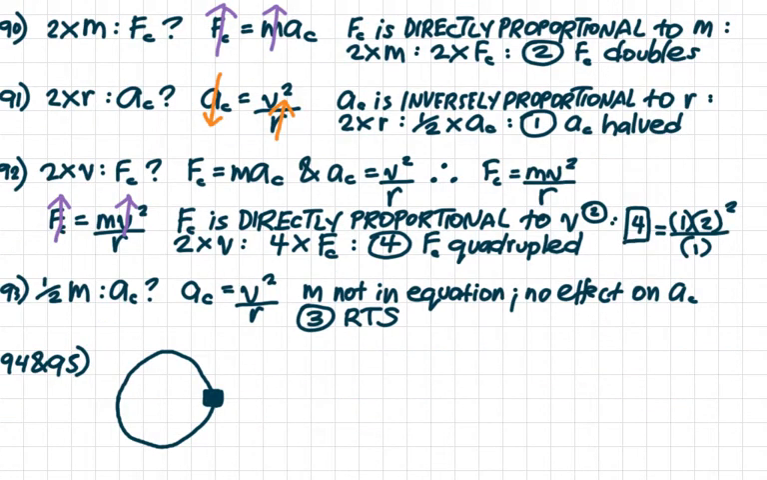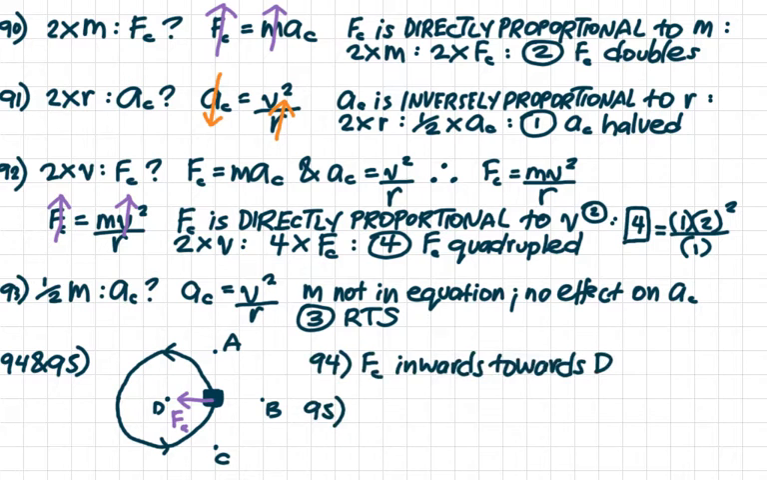All right, so 94 and 95 want to know direction. 94 says, in the position shown with the cart on the right, pretty much at the 3 o'clock spot for the circle, towards which point is the centripetal force directed? Centripetal force we know points inwards. So in terms of points, inwards would be towards point D. And 95 wants the velocity. The force always points inwards. The velocity always points forwards, tangent to the circle, perpendicular to the force.